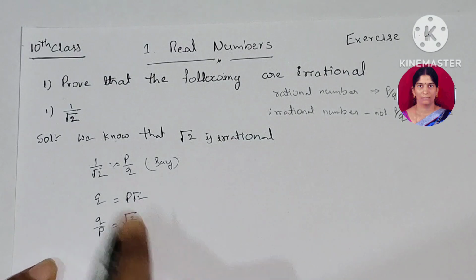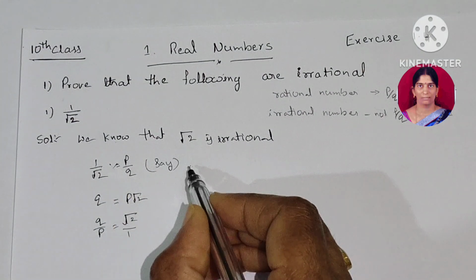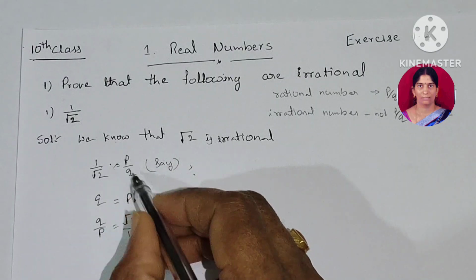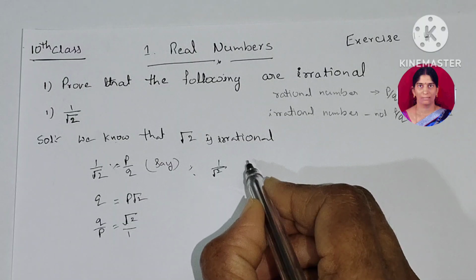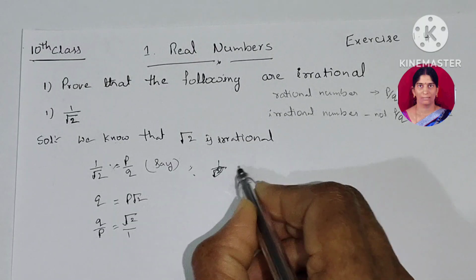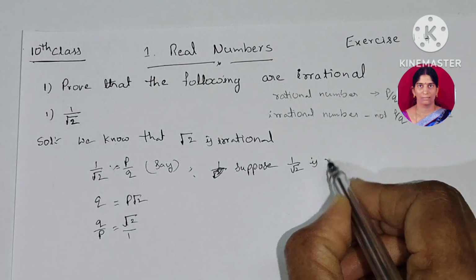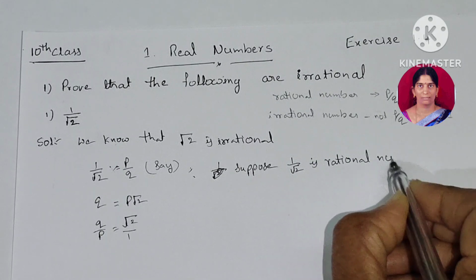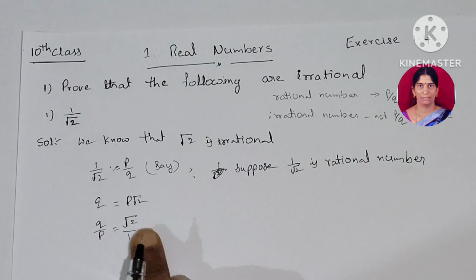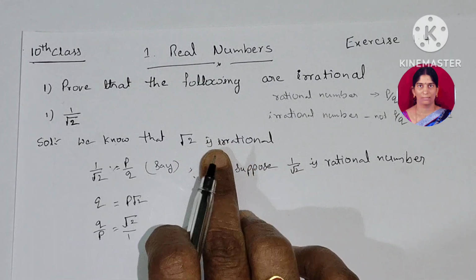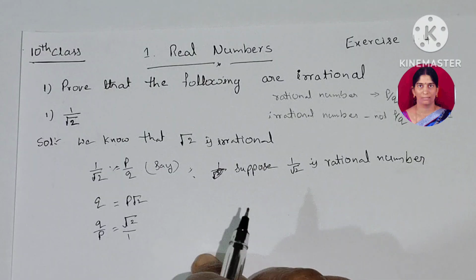So now 1 by root 2 is a rational number, because it is in the form p by q. Suppose 1 by root 2 is a rational number. Here p by q equal to root 2, but root 2 is an irrational number, as we already know. So p by q is a rational number and also an irrational number. So this is a contradiction.